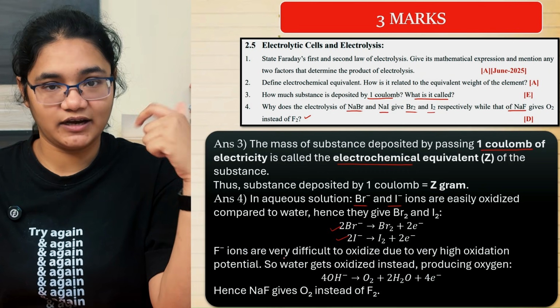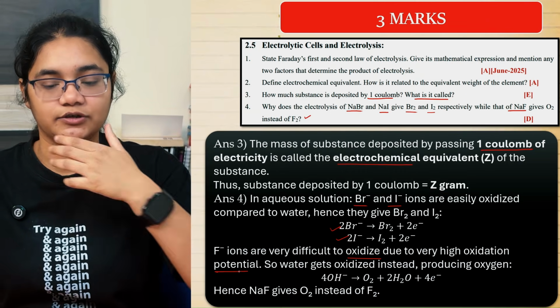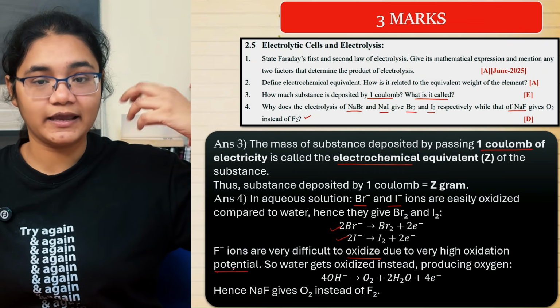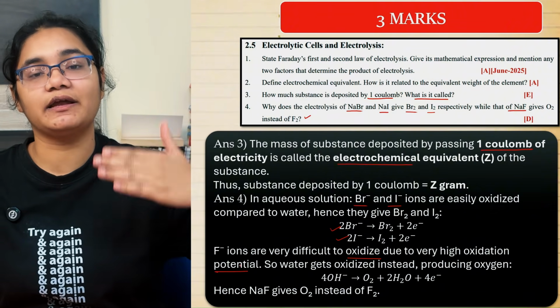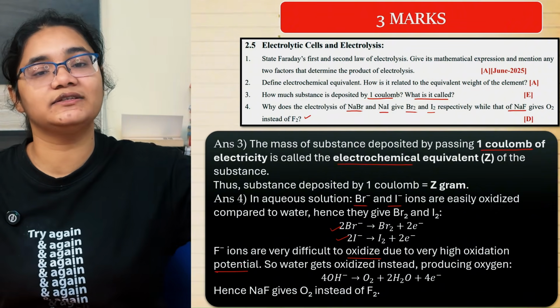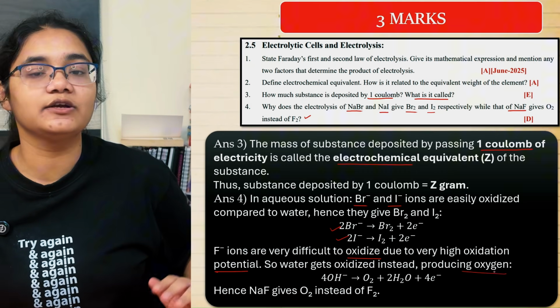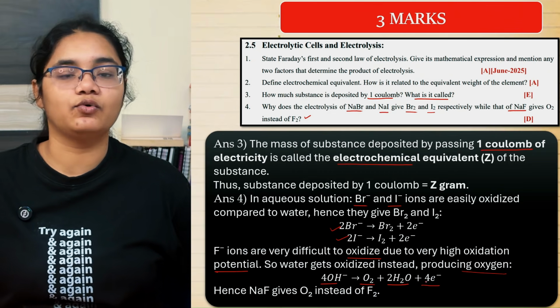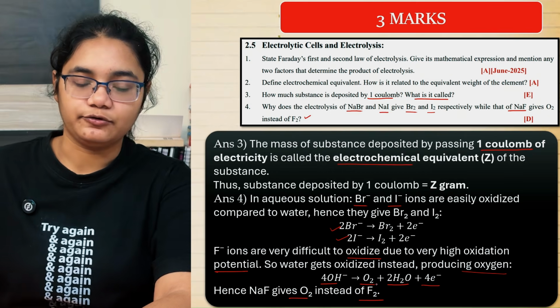But F minus is very difficult to oxidize due to its high oxidation potential. It cannot lose electrons easily. Its size is so small and it is highly electronegative, so it is very difficult for F minus to lose electrons and get converted to F2. So water gets oxidized instead, producing oxygen. 4OH minus gives you O2 plus 2H2O plus 4 electrons. Hence NaF gives you O2 instead of F2.